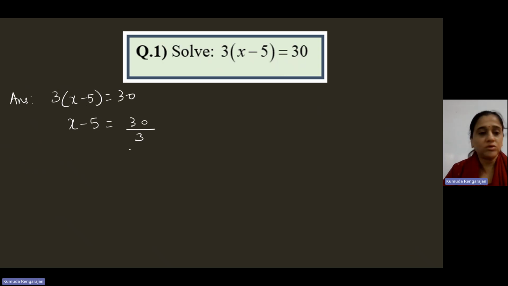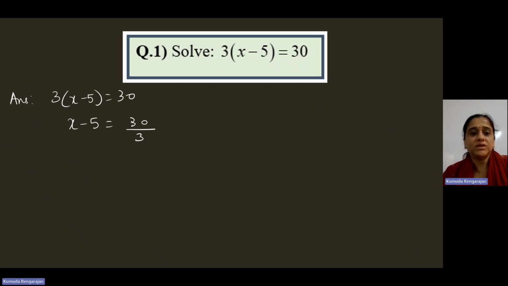So when you're solving equations, you don't have to open the bracket. Do not do this: 3 into x, 3x, 3 into minus 5, minus 15. Don't do that when you're solving. When it's an equation, you're solving to find the value of the variable. Don't open the bracket.